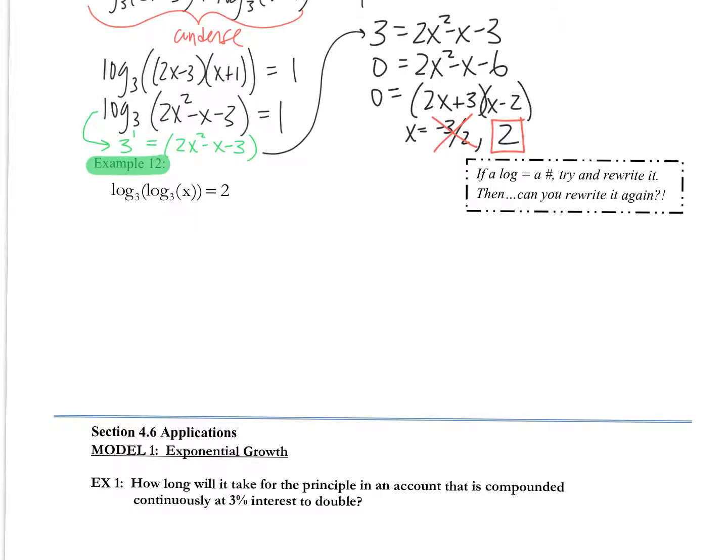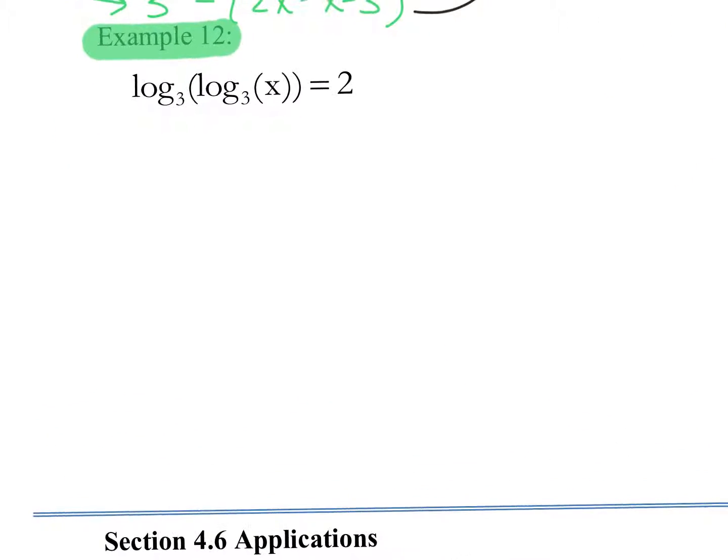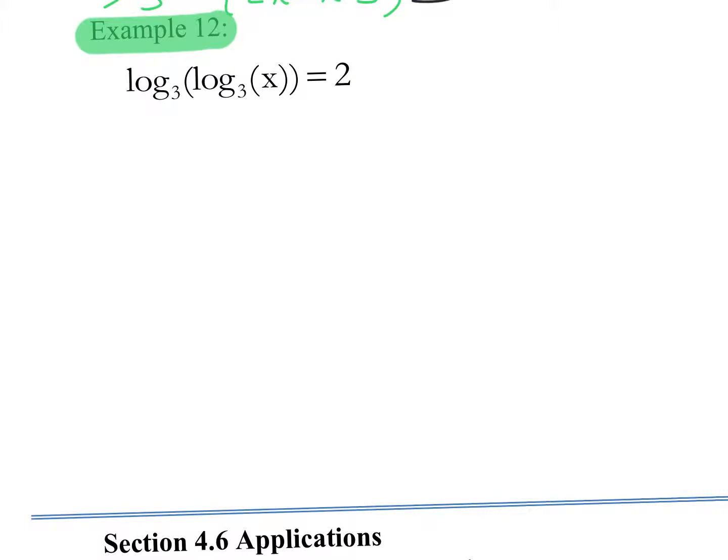All right, number 12, last one. This one looks really crazy. It's a double log. And again, it's a log on one side and a whole number on the other. So whenever you see log and whole number, this is the last kind of example of solving problems we're going to do. Try and rewrite it. Again, just do that translation. Okay, and notice that every time you do that translation, the log kind of goes away.